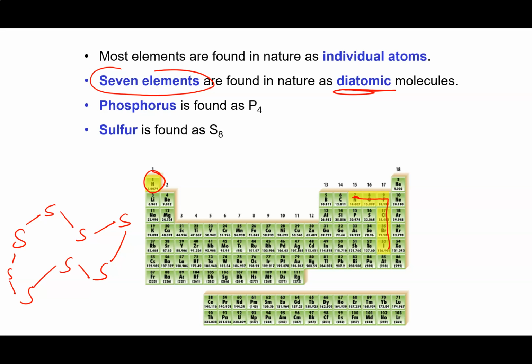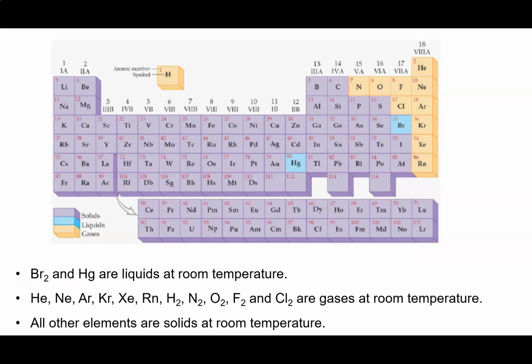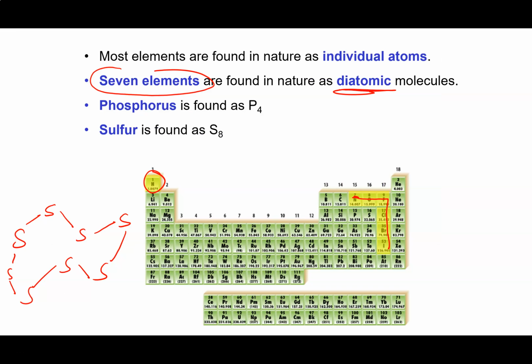When they collide with one another, they don't stick. 7 are found as diatomic molecules. They pair up. And then phosphorus and sulfur are P4 and S8. They form larger connections of atoms stuck to one another chemically. So you need to know that. You need to know what the diatomic 7 are, and you also need to know that phosphorus is found as P4 and sulfur as S8.